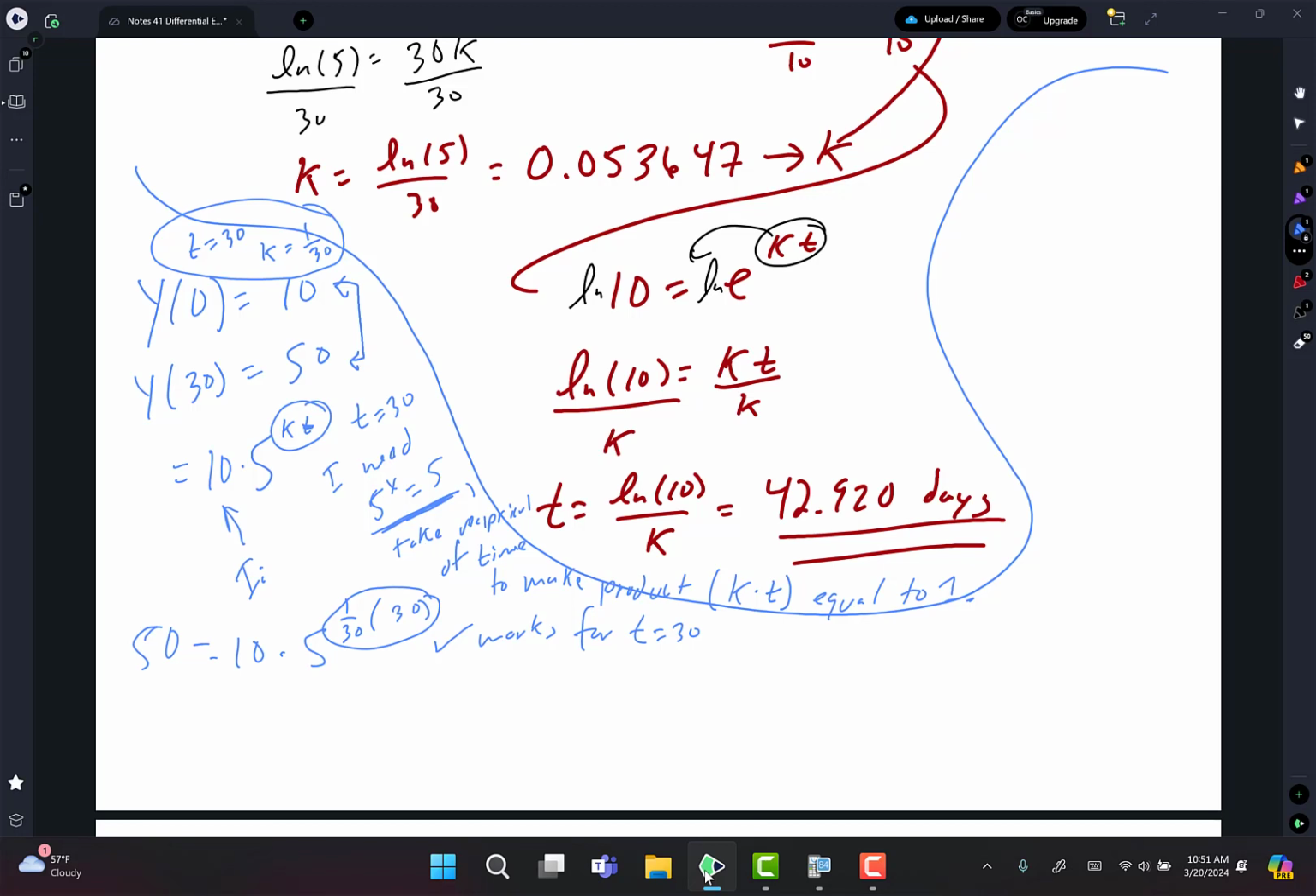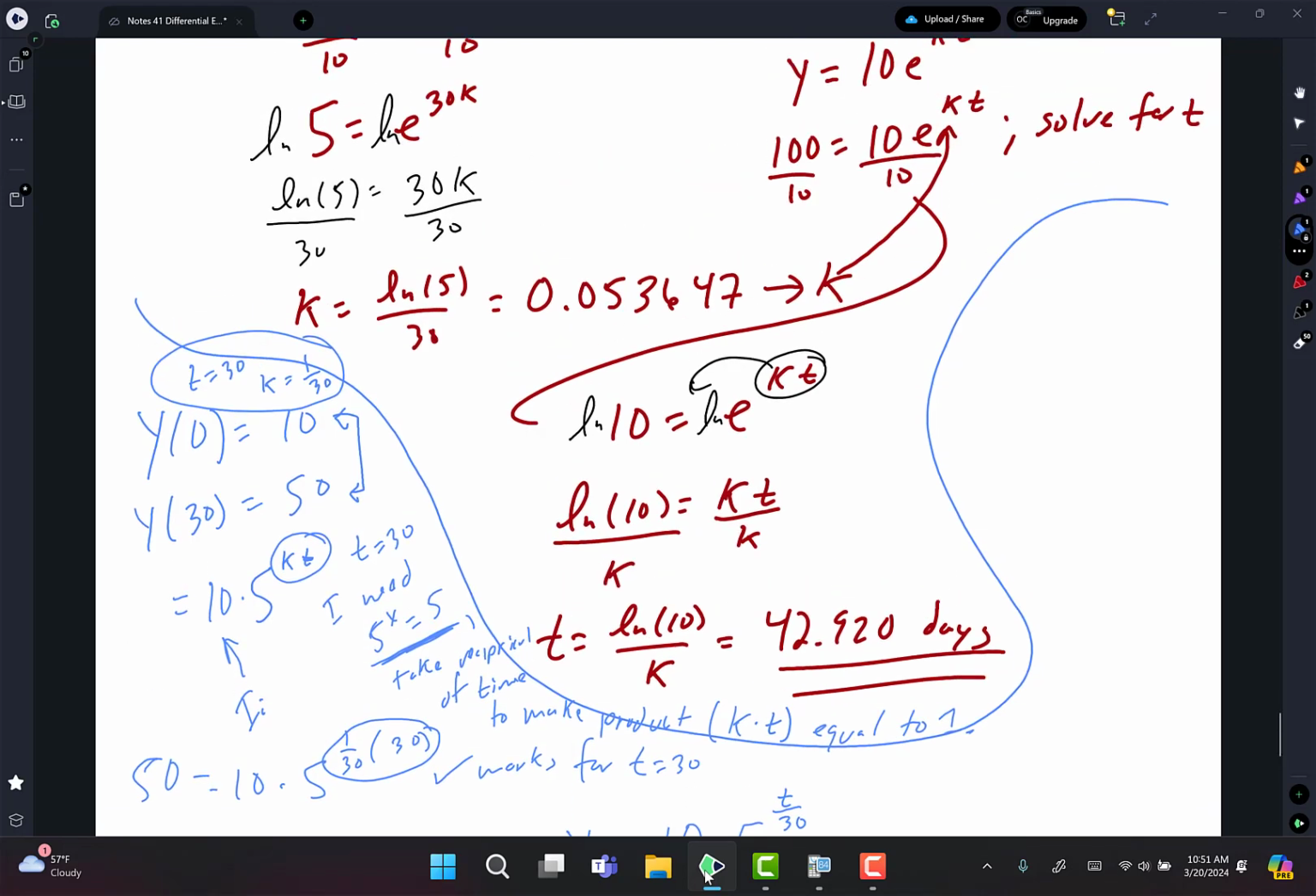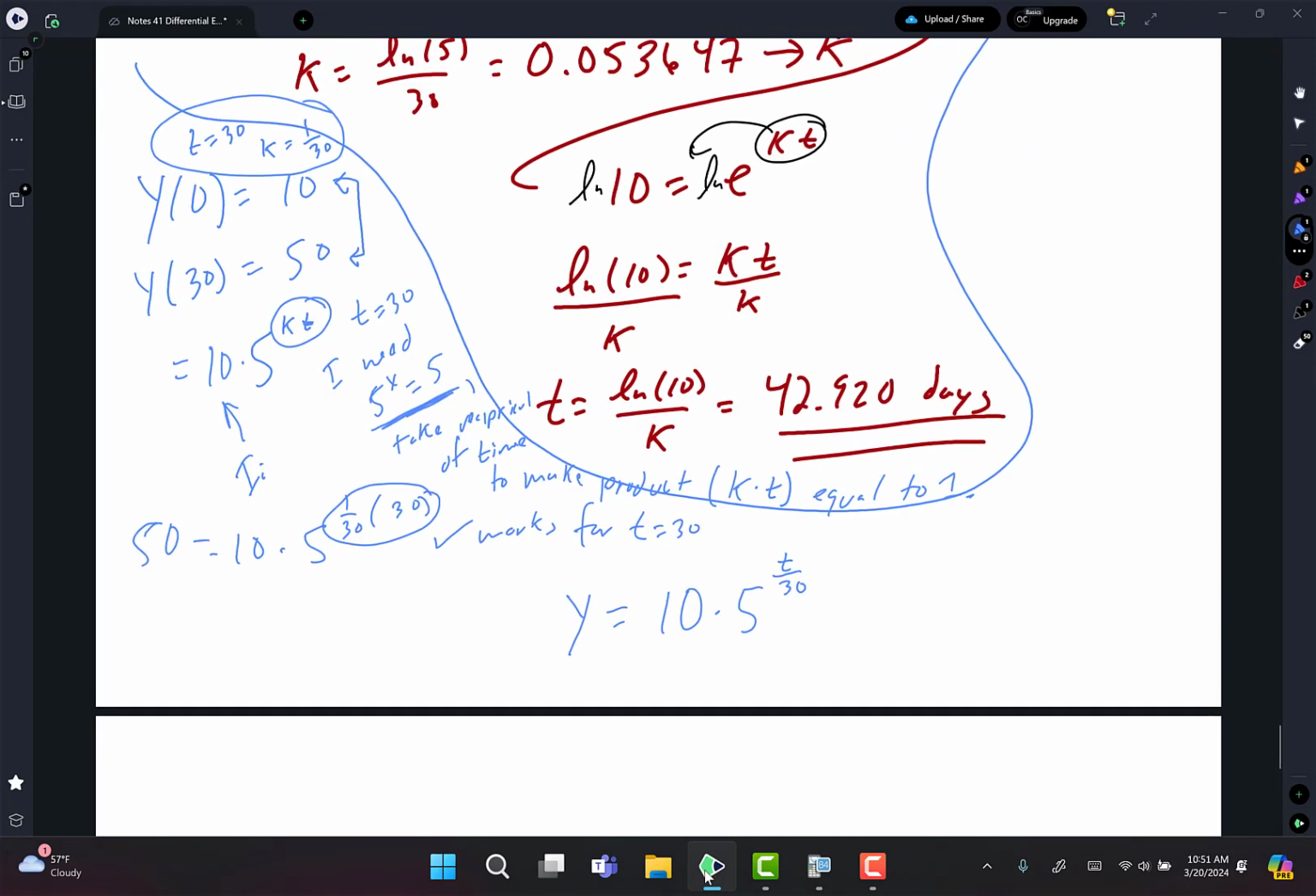So here's what I'm saying, that I can use my equation. Here's the moment of truth. I can say that my equation is this: 10 times 5 to the K times T. So K is 1 over 30, so I can say T over 30, 1 over 30 times time. And now, what did they want me to approximate? To approximate when I have how many bees or wasps? We have 100. Equal this to 100. So, what do I do to solve for t?